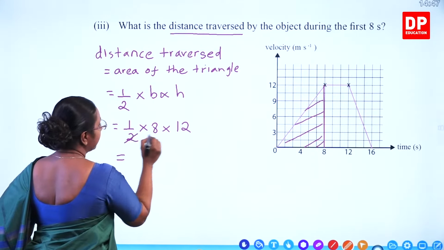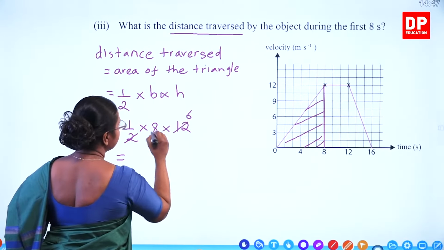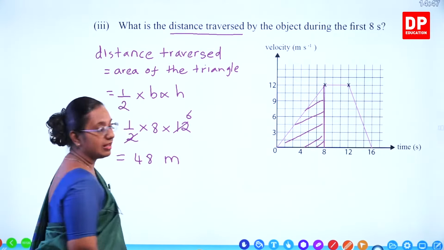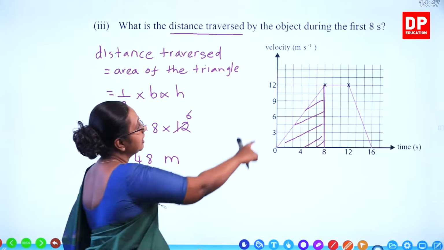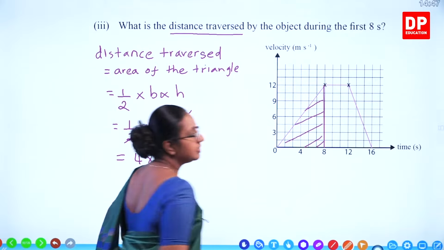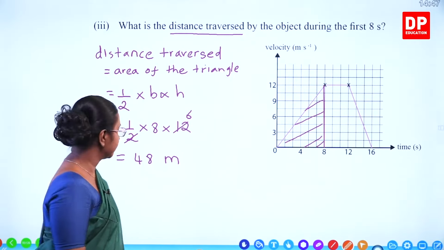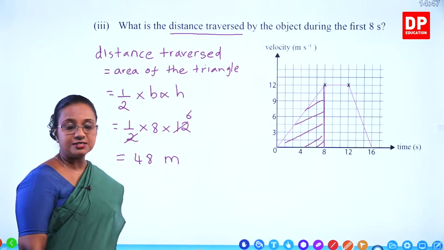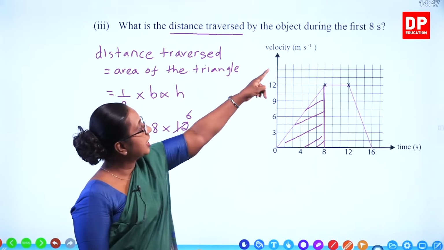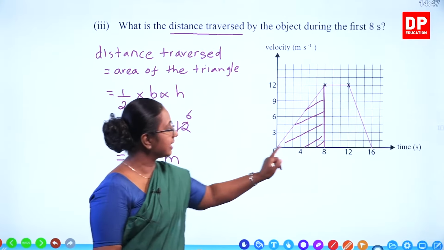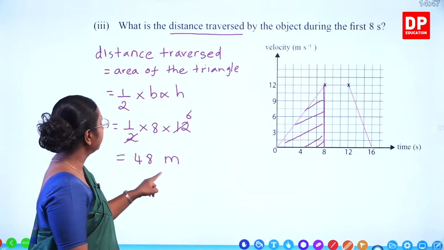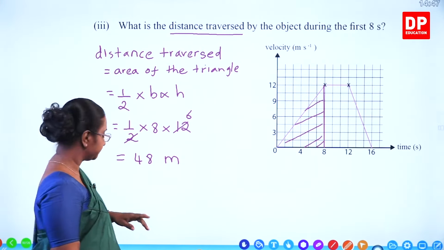You can simplify 2 and 12, 6. 6 into 8, 48, and the unit will be meters. Why? We have meters per second in the y-axis being multiplied by second in the x-axis. So the final unit is meters. So the distance traversed by the object during the first 8 seconds is the area covered by the graph, and that is 48 meters.